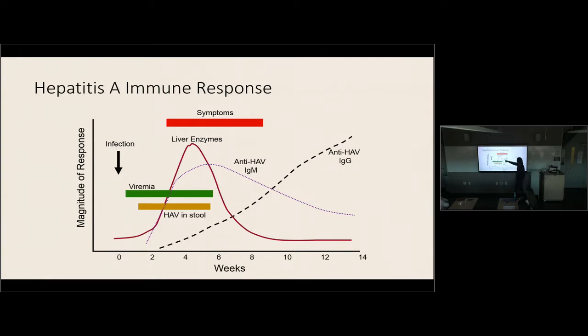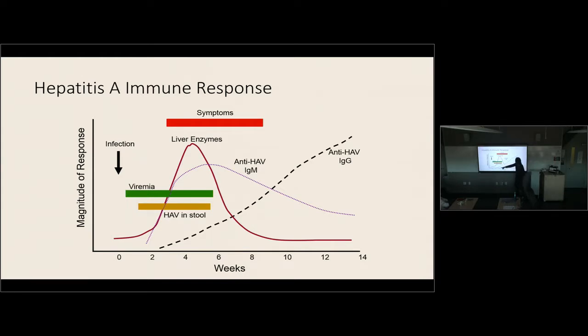And then this purple line is the IgM. So this is the acute response that your body has. So now you've been viremic for a little while, for about a week, and you start to mount this response that's an IgM-mediated one. So this goes up, and it peaks around 4 weeks, and it starts to plummet. And so by week 12 or 13, it's already started to come down.